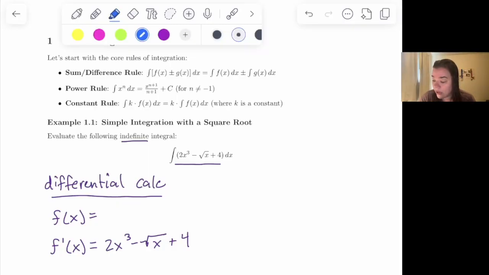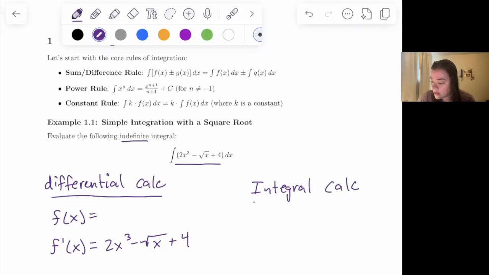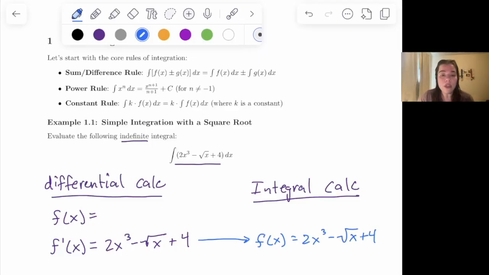Now, in integral calculus, in many classes, I don't know your class specifically, but in many classes, we change the notation a little bit. We just change the perspective. So we now start referring to the derivative as little f of x. So we would call that integrand little f of x. And we would call its generalized antiderivative big F of x. So this is what we're looking for.